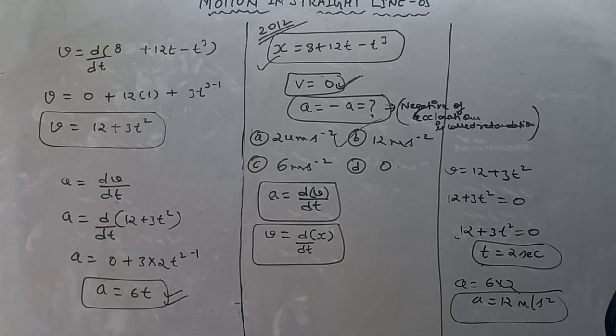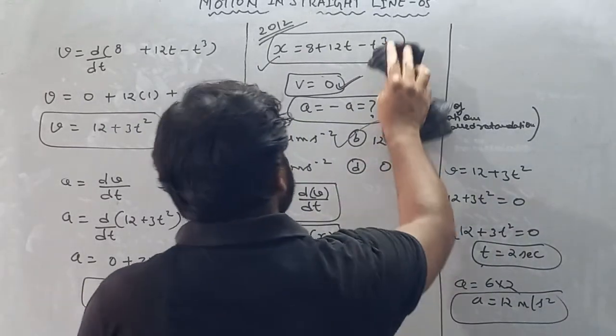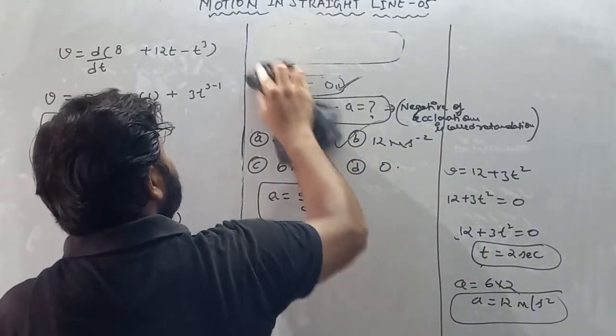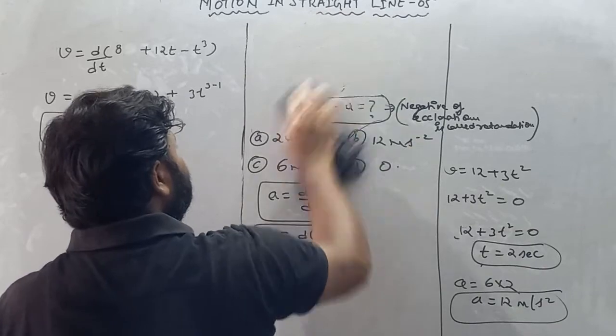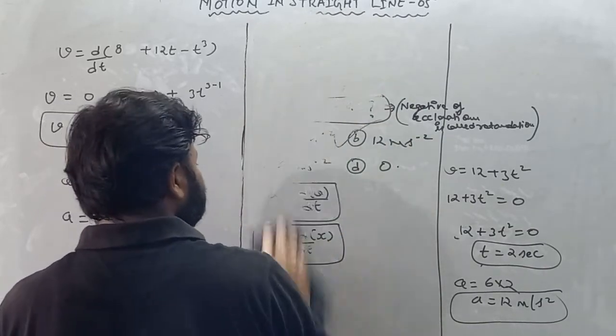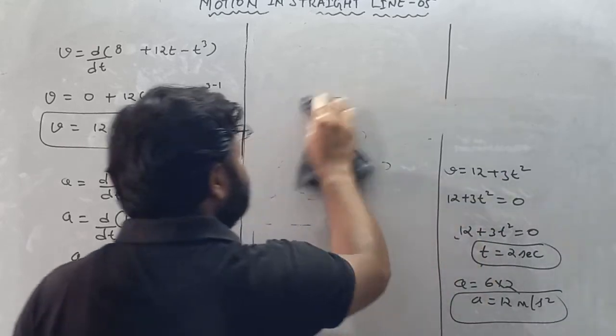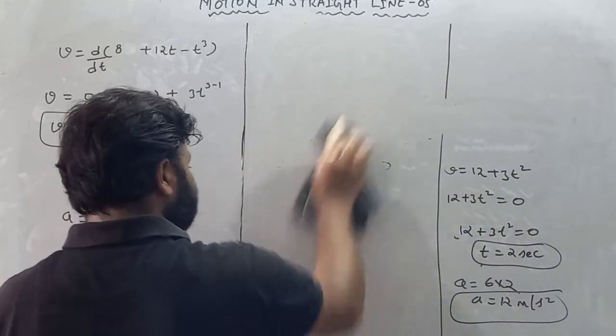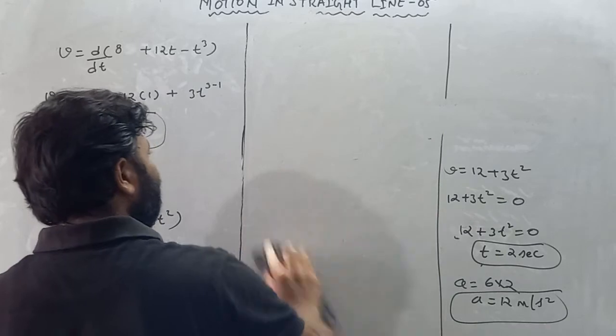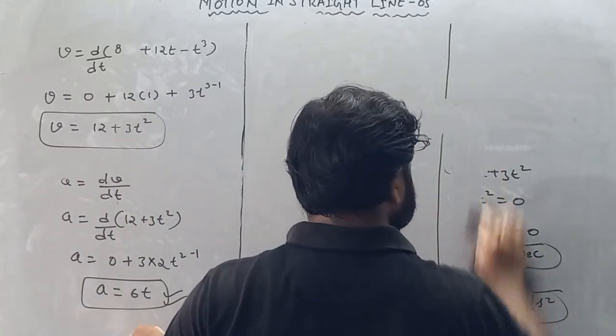Now moving forward, my dear student, write down the next question. A particle, this question was asked in 2009. A particle starts its motion from rest. See, they are saying a particle is starting its motion from rest. From rest means initial velocity is equal to 0. Put the value of initial velocity equal to 0.